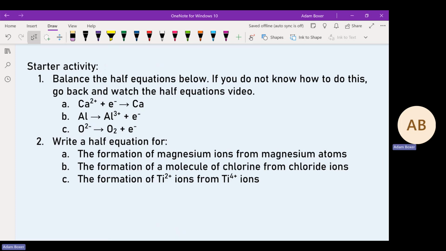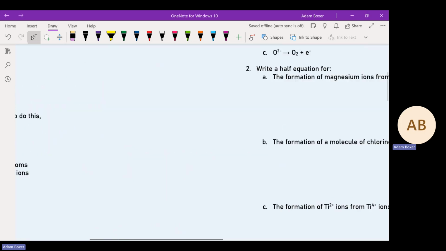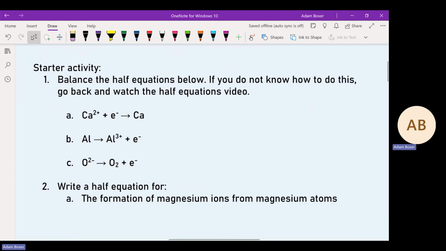Okay, you should by now have finished those questions, and we're going to start marking them. And again, a reminder that if you did not get those, or did not understand them at all, make sure you've done the half equations video first. So we have a look at these ones. We need to balance the equations below.